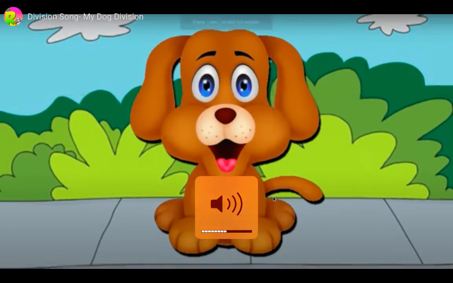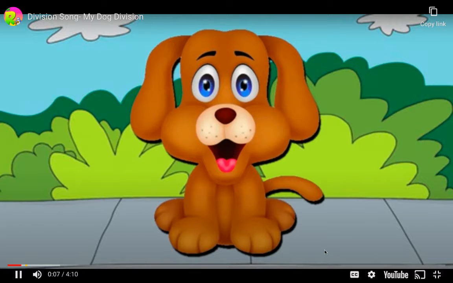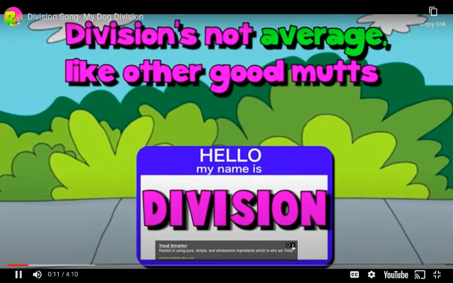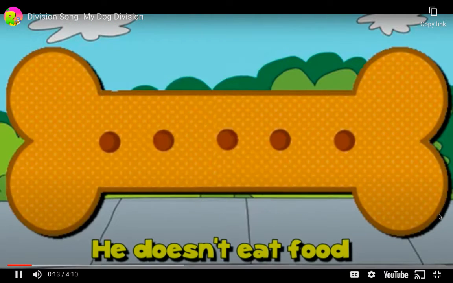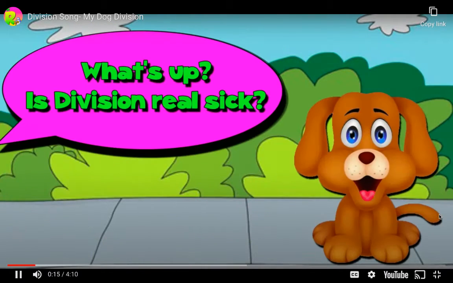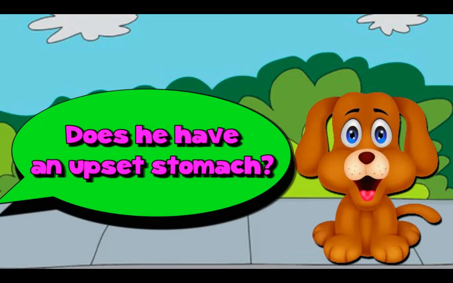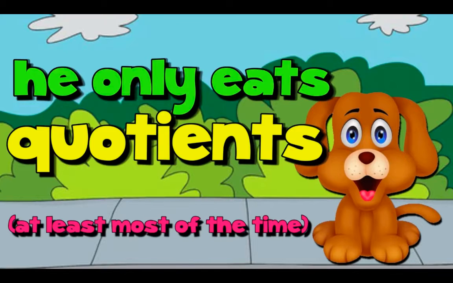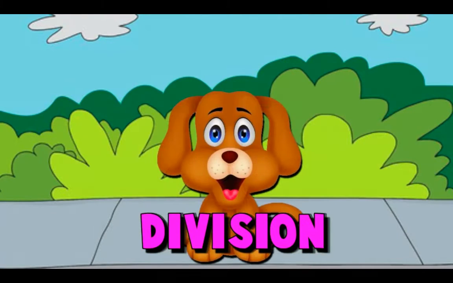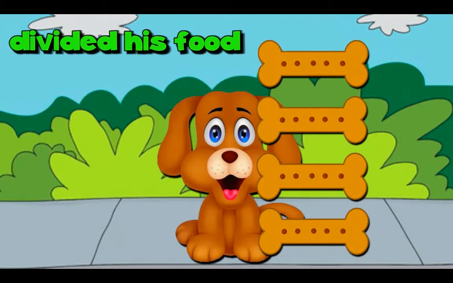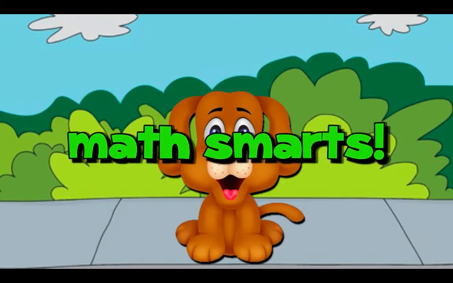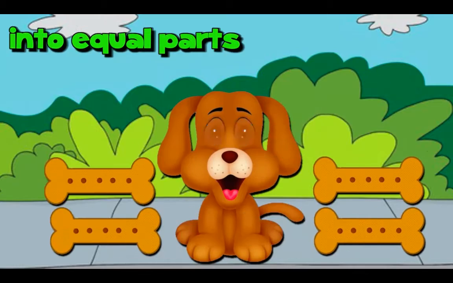I knew it was really a silly decision to get a new dog and name him Division. Division's not average like other good butts. He doesn't eat food. No ifs, ands, or buts. My dad was like, "What's up? Is Division real sick?" My mom thought my dog had an upset stomach. I told him Division was really just fine. He only eats quotients at least most of the time. My dog Division's got max marks. Divide his food into equal parts.